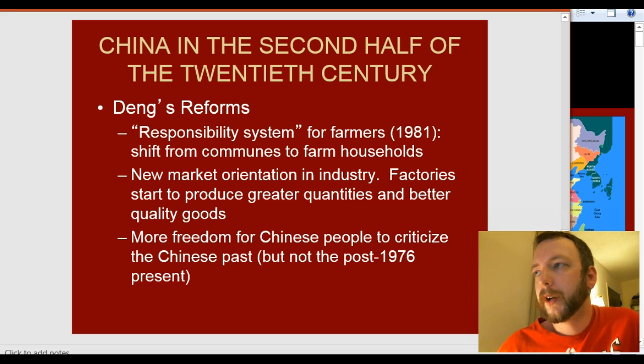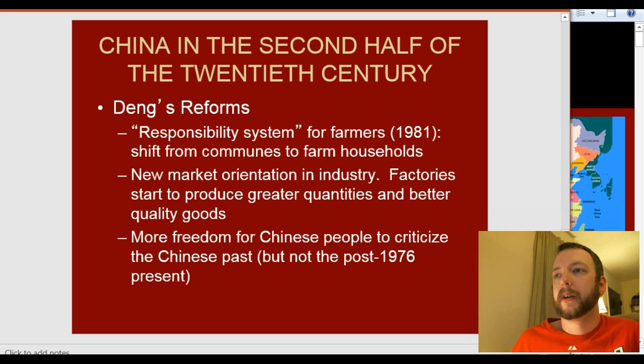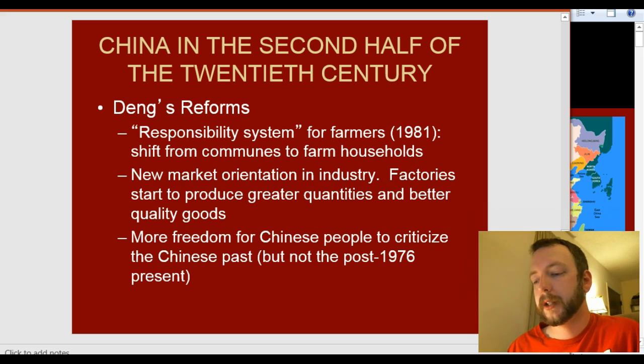There's also some more freedom for Chinese people to criticize the Chinese past, but not the present, certainly, during this time period. So Deng doesn't want anybody to say anything bad about his methods moving forward, but he opens up a little bit for people to criticize what Mao had done. This actually does lead to an increase in incomes. The per capita income between 1977 and 1987 actually doubles, and in the next decade it doubles again, which leads to, like it does in many other places, an increasing social inequality.